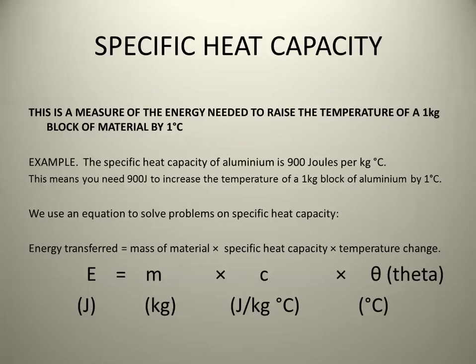What does specific heat capacity mean? Well, it means the energy needed to raise 1 kilogram of a material by 1 degree C. The example I've given is aluminium, which has a specific heat capacity of 900 joules per kilogram degrees C. So that means you need 900 joules to increase the temperature of a 1 kilogram block of aluminium by 1 degree C. And so on. So a 1 kilogram block by 2 degrees C would need 1800 joules. Okay. As I said before, you don't need to learn the equation, it's on a formula sheet. You do need to know the units, so they do need learning.